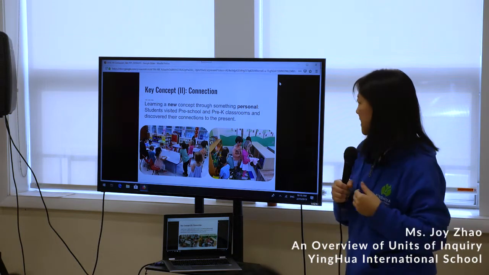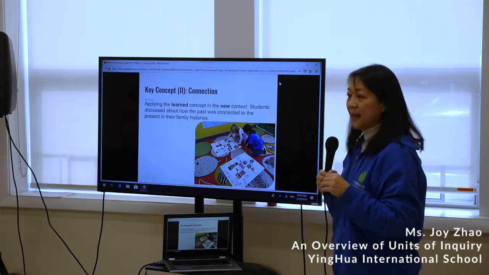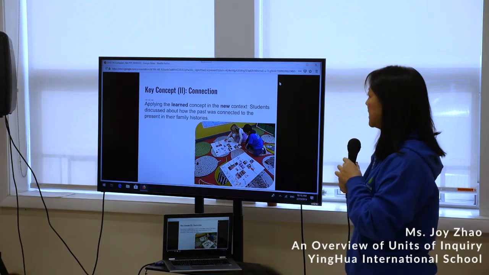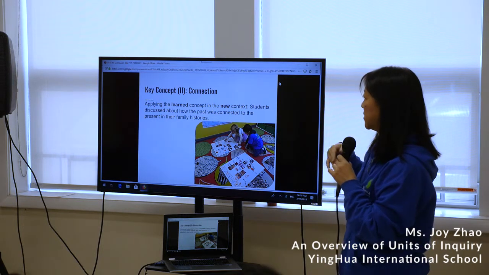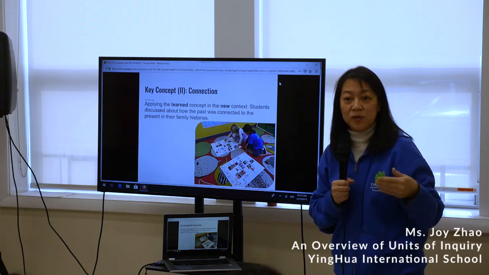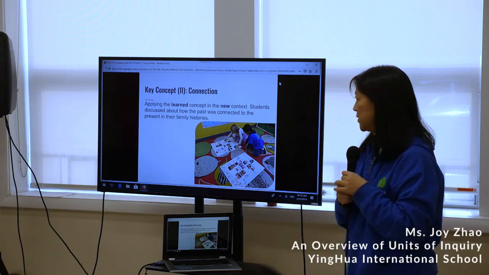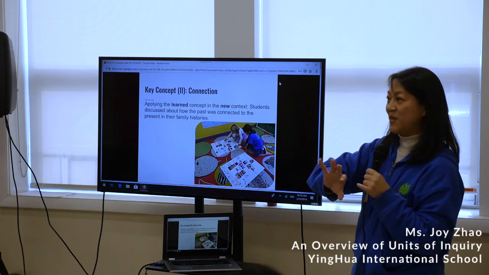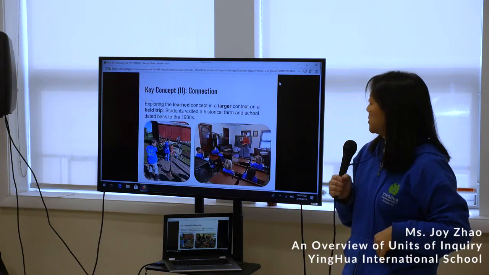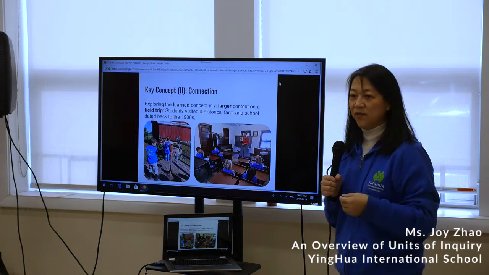And then also the Chinese language. After that, they learn to apply that connection, that learned concept, in a new context. They discuss how the past was connected to the present in their own family histories. So now they know what it means to find connection, to find something in common that you shared, right? So they also learn about change and then connection. And they also explore that learned concept of connection in the larger context on the field trip.